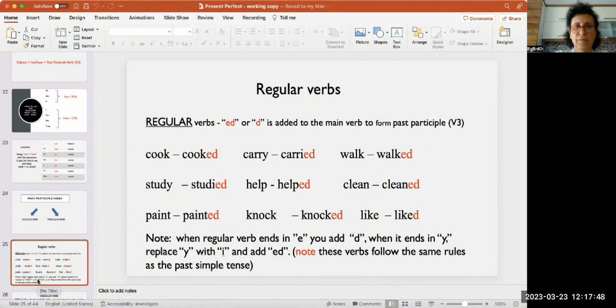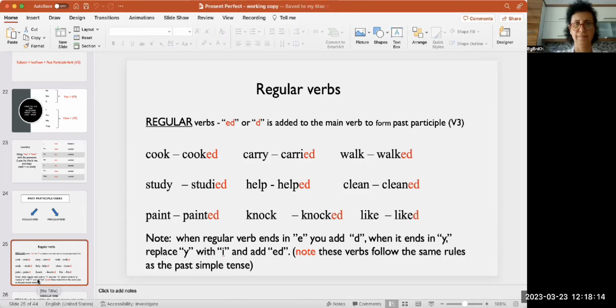Cooked. Okay. Study. Now, study, the verb ends with Y. So we remove the Y and replace it with I, and then we add ED. Studied. Paint is straightforward. Paint, painted, ED.